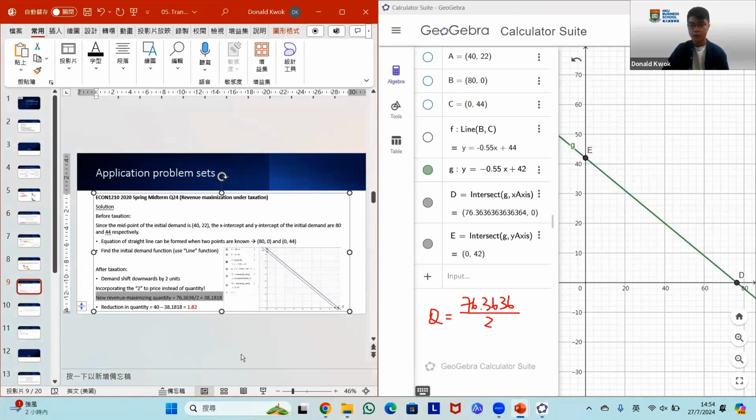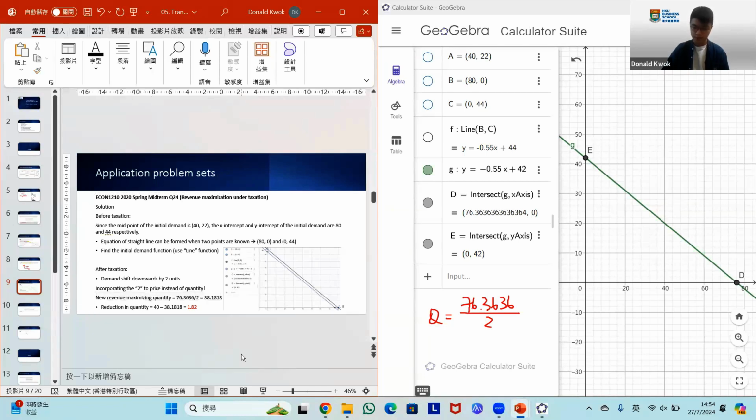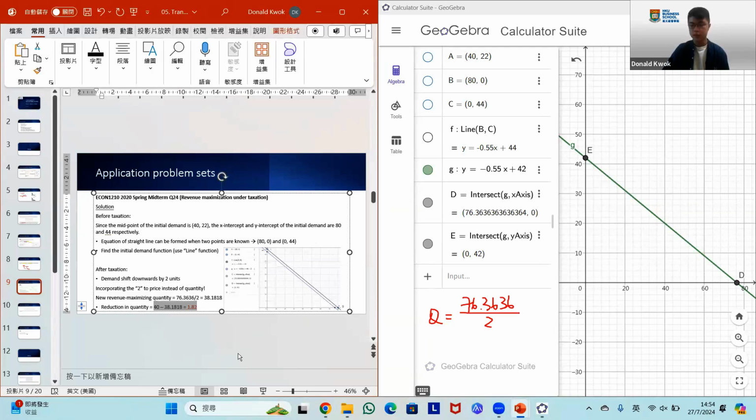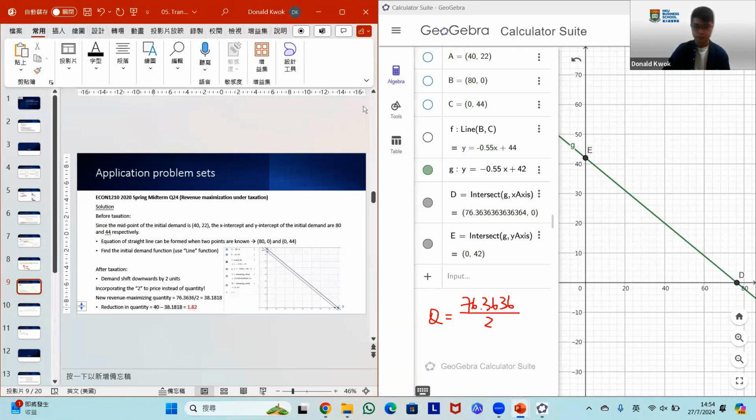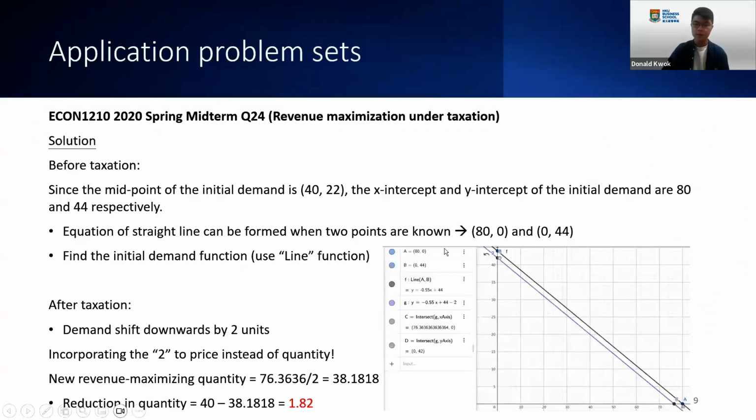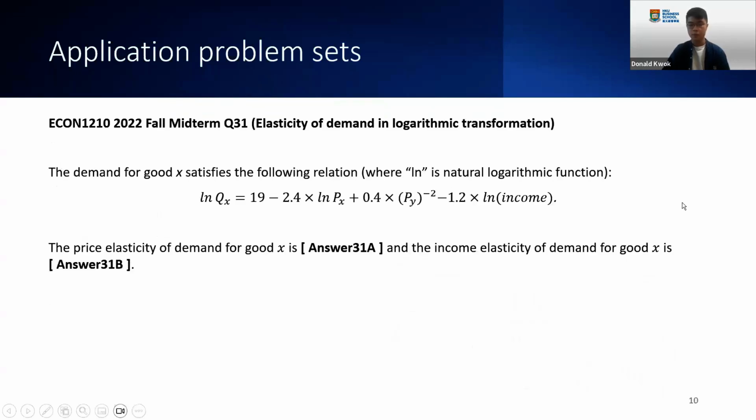Now we are ready to calculate the reduction in revenue maximizing quantity. Originally, the revenue maximizing quantity is 40. With the per unit tax of $2, the new revenue maximizing quantity becomes 38.18. So this is why we can calculate the reduction in quantity, 1.82. All right, so hope you understand the technique and the demonstration in GeoGebra. And we'll move on to the last problem in part A of this topic.